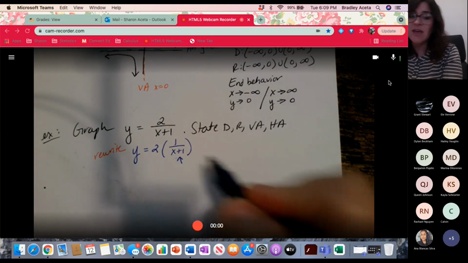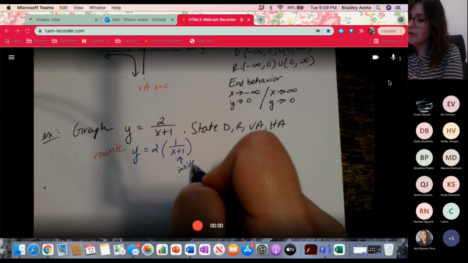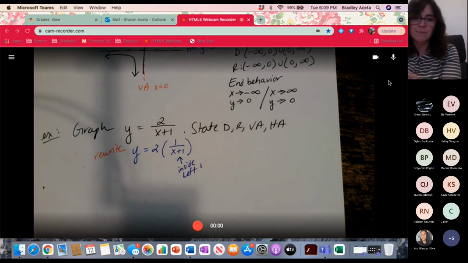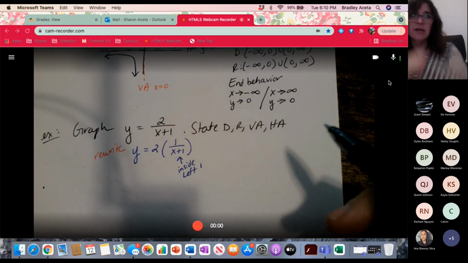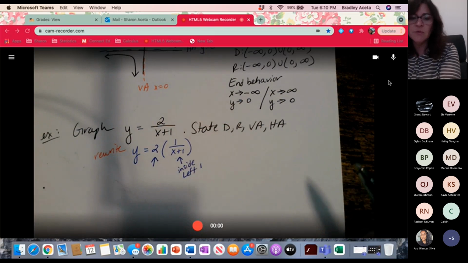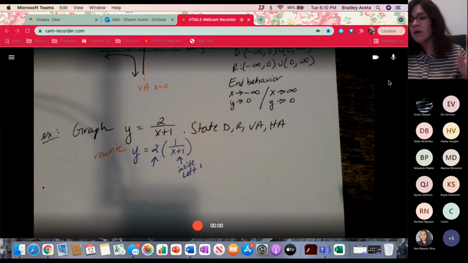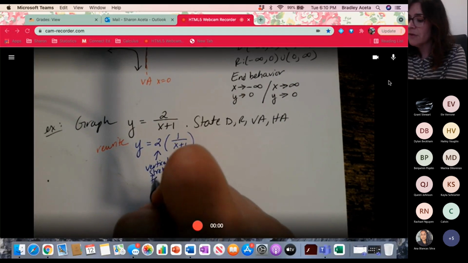And I always go the opposite. So this one, I'm inside the parent. I'm going to go left 1. Remember, if I had a plus 5 on the outside, I'd go up or down. I'd go up 5. What does this 2 tell me? Well, if that number is outside multiplying by the parent function, like 2x squared or 2 times the square root of x, what does that do? Well, that vertically stretches it by a factor of 2.